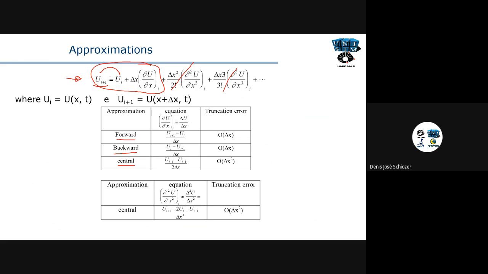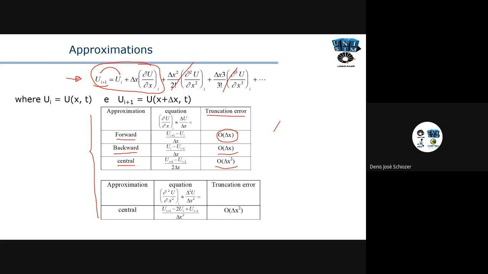So if you want to approximate any variable, in this case u, or velocity, I can use this approximation, but I can use several types of approximations, as I show here in the blocks. The most important thing I want to emphasize is that when we do this, we have a truncation error, and this truncation error causes numerical errors that we have to consider in our solutions, okay?